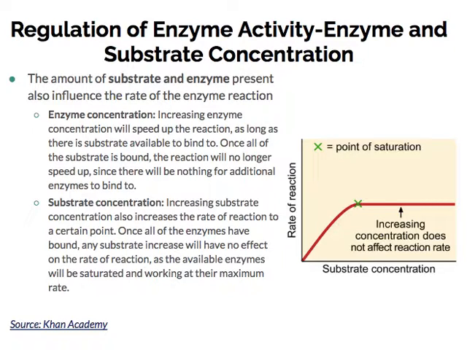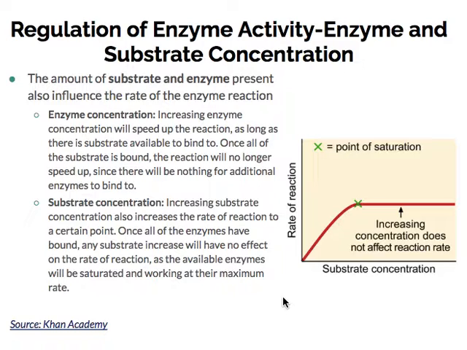So our last two are the amounts of substrates and enzymes present, and those can also influence the rate of enzymes reaction or rate of reaction. So the enzyme concentration tells us increasing enzyme concentration will speed up the reaction as long as there's substrate available to bind. Once all the substrate is bound, that reaction will no longer speed up because there's going to be nothing for additional enzymes to bind to.